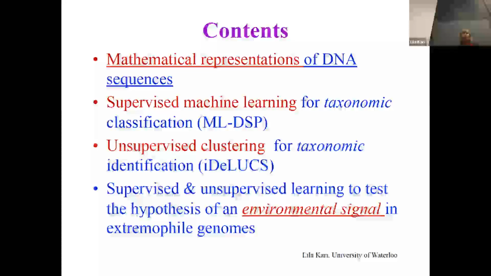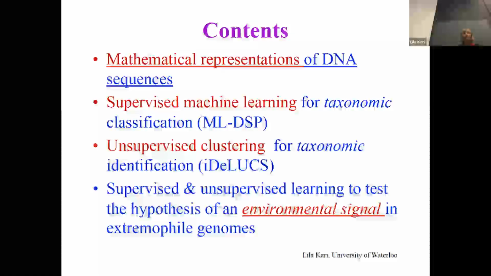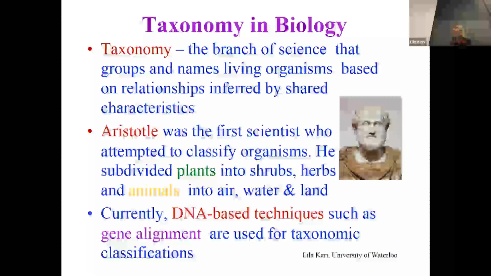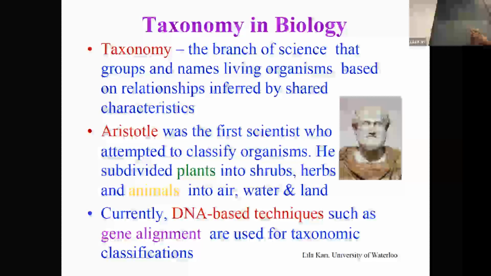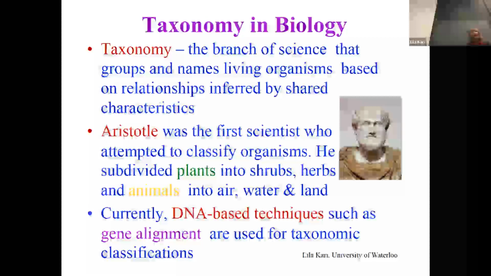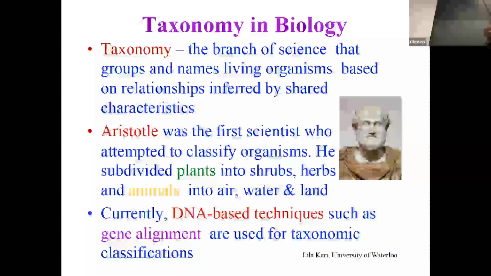So I'm going to talk about the mathematical representations of DNA sequences. And first, let me define the terms. So what is taxonomy for the purpose of biology? Taxonomy is the branch of science that groups and names living organisms based on relationships inferred by shared characteristics.